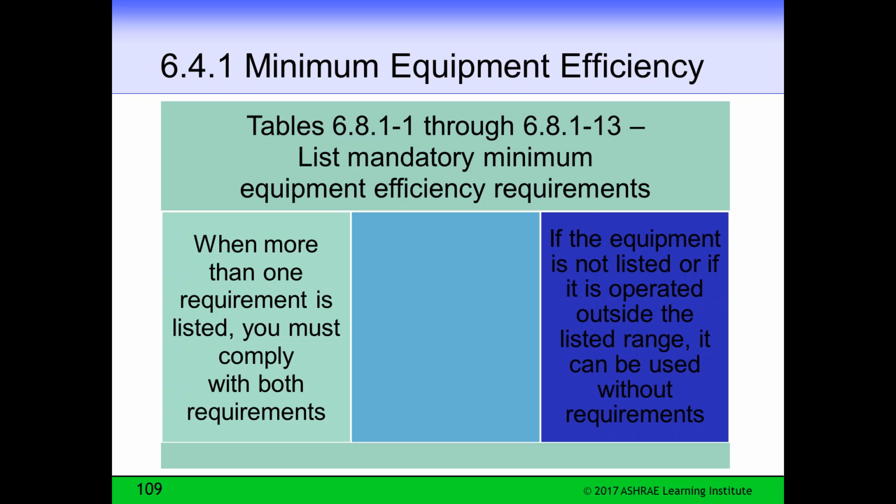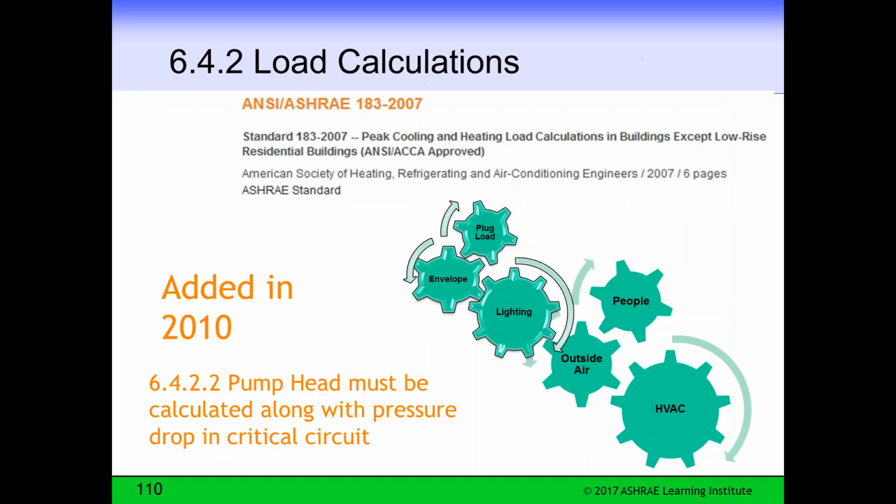Now, minimum efficiency: there are 13 tables. That means 13 different types of equipment, and some of those tables have several subcategories of equipment in them. But there's basically 13 categories. As I said earlier, if the equipment is not listed or is operated outside the listed range, it can be used without requirements. And if there is more than one requirement listed in the standard, then you have to comply with both requirements, such as boilers could have standby losses, things like that.